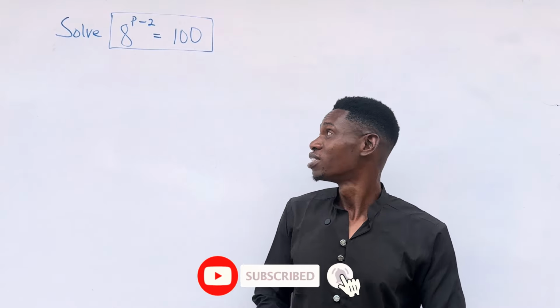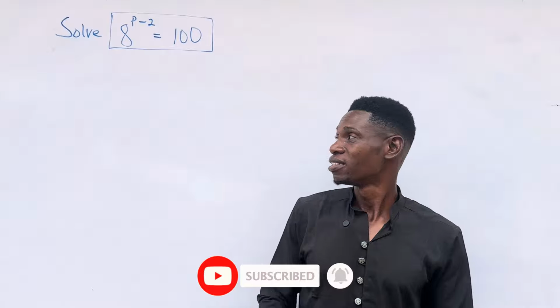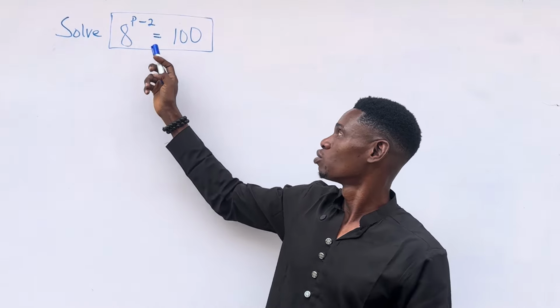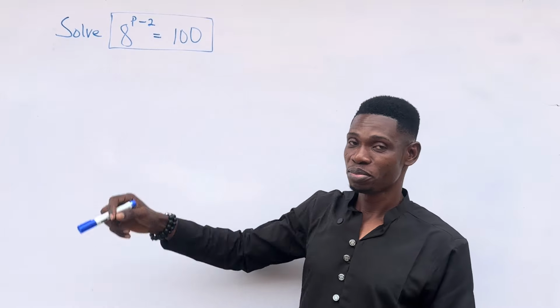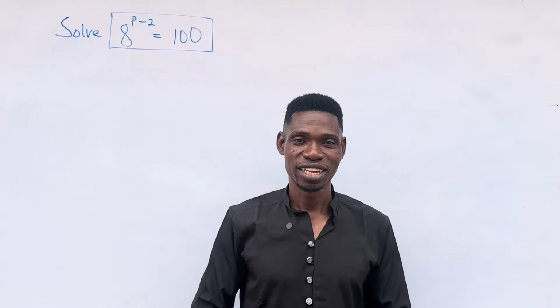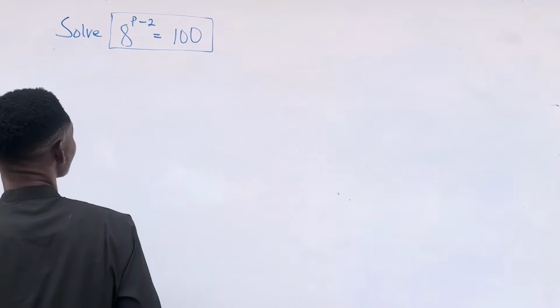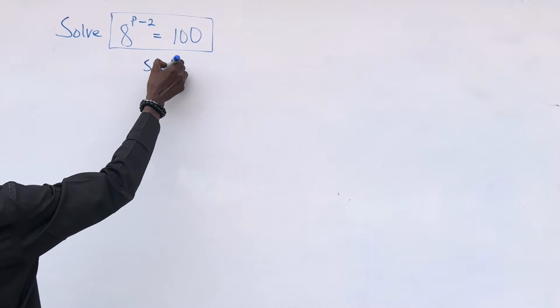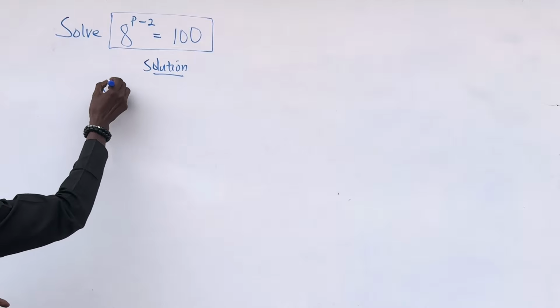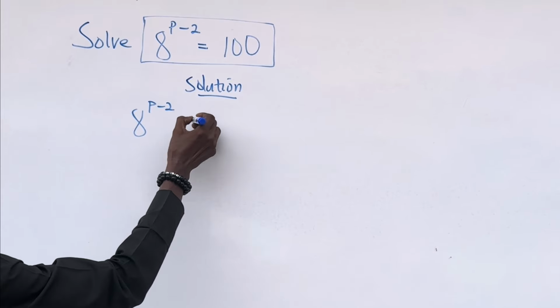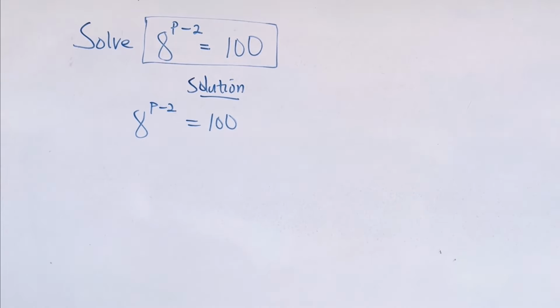Today we are going to be solving this exponential equation on the board. It says 8 raised to the power p minus 2 equal to 100. So we want to solve for p. If you're excited to solve with me, let's go. So what we have is 8 raised to the power p minus 2 equal to 100.